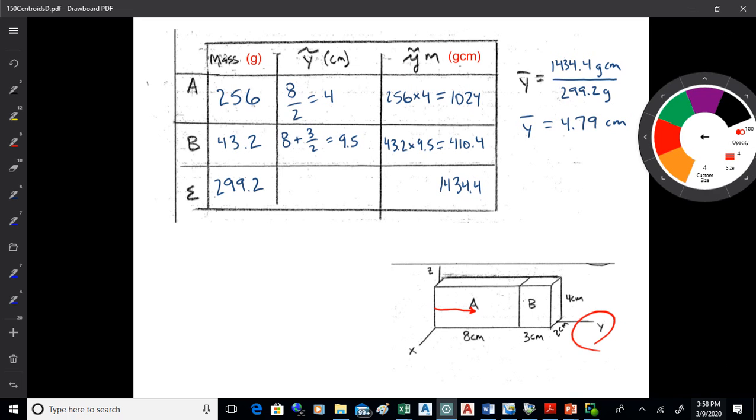So 256, we're going to go 4 over to get to the centroid. Then we're going to go 8 plus half of 3. That'll get me 10.5. So 8 plus 1.5. No, it'll get me 9.5. There we go. 9.5. Okay.